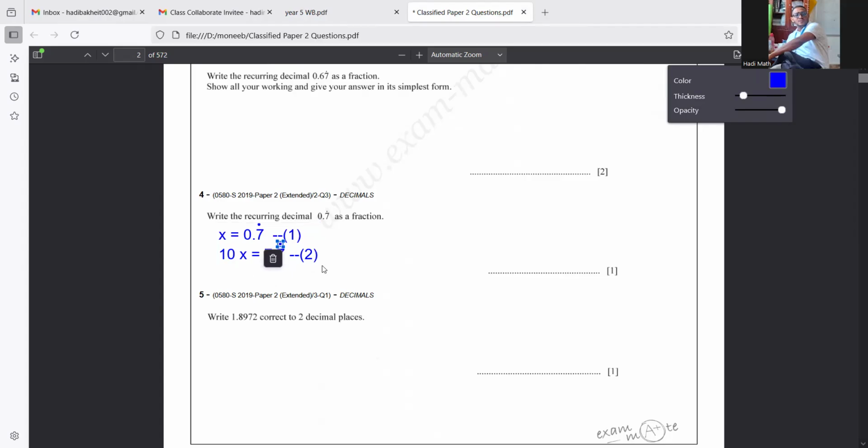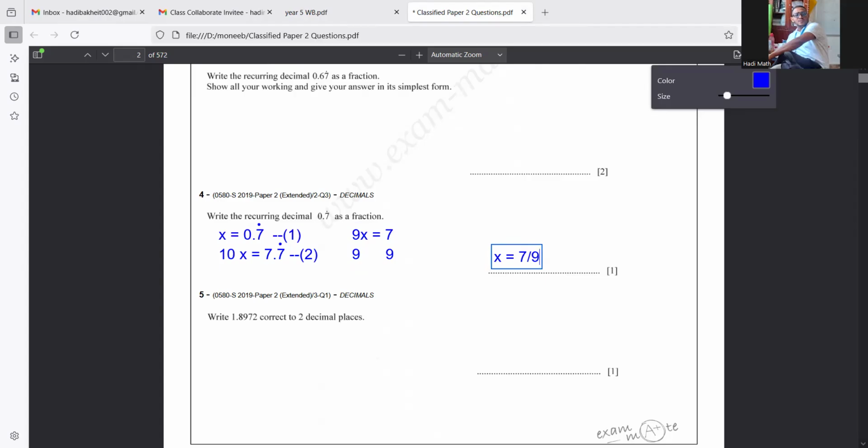Now subtract 2 minus 1. Like 10x minus x is equal to 9x, equals to, and 7.7 recurring minus 0.7 recurring is equal just to 7. Then divide both sides by 9. Then x is equal what? Is equal to 7 over 9. x equals to 7 over 9. And that's it.